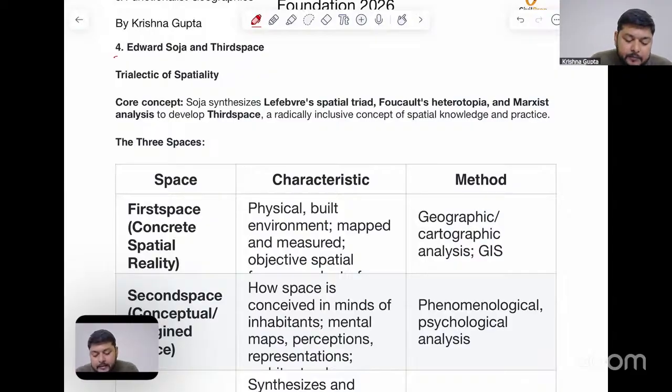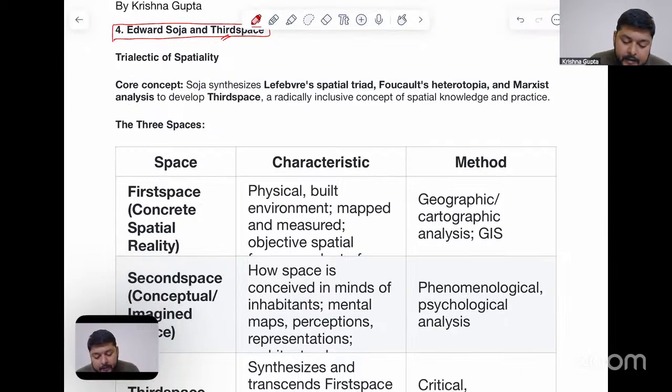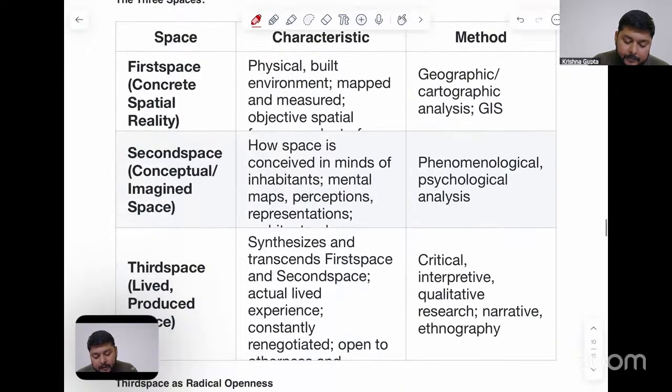Then, the next important geographer here we have is Edward Soja and the concept of third space. Now, Edward Soja, we will see that he synthesized Lefebvre's spatial triad, Foucault's heterotopia, and Marxist analysis to develop a third space concept, a radically inclusive concept of spatial knowledge and practice. Okay, so यहाँ पे first space, second space, and third space क्या है?